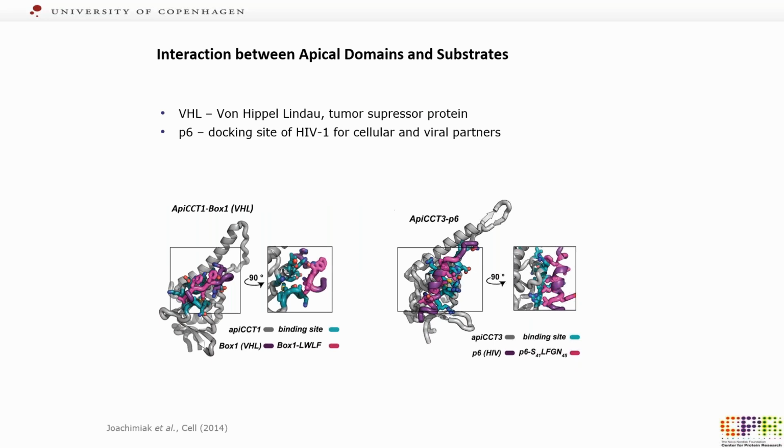Another part of my project is the interaction between apical domains and substrates. From the literature, VHL is a tumor suppressor protein that interacts with CCT1, and another protein is P6, which is a Dawkins side of HIV1 and interacts with Apical 3. That's the reason I take VHL and P6 as a starting point to investigate how apical domains and substrates bind together.